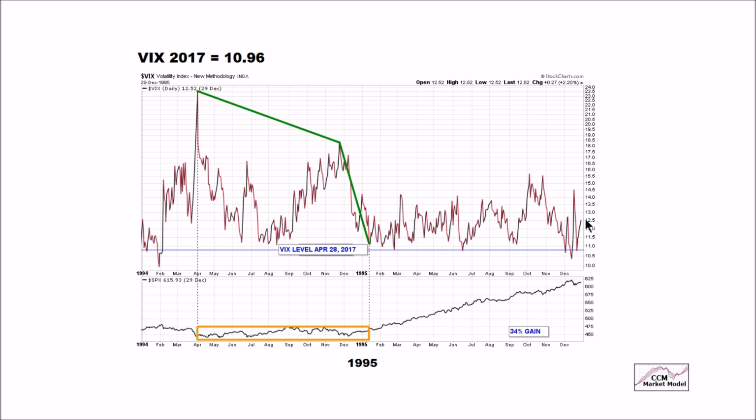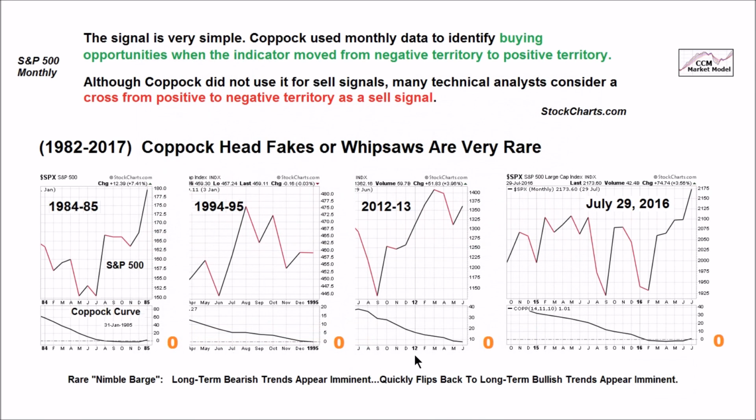The VIX in 2017 has been extremely low. Well, as you might have guessed, the VIX was also extremely low and at very, very similar levels to the present day in calendar year 1995. When the VIX was hovering around levels that it's hovering around in 2017, the S&P 500 posted a 34% gain from point A to point B.